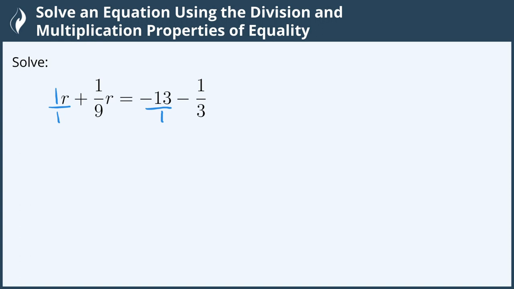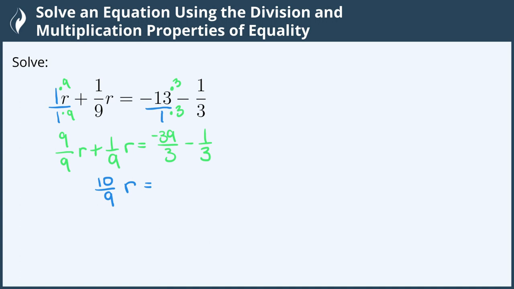On the left, the common denominator is 9. So we'll need to multiply the numerator and denominator of the first fraction by 9, giving us 9/9 r plus 1/9 r. On the right side, the common denominator is 3, so we'll need to multiply the first fraction, numerator and denominator, by 3, making this negative 39/3 minus 1/3. On the left, 9/9 plus 1/9 is 10/9 r.